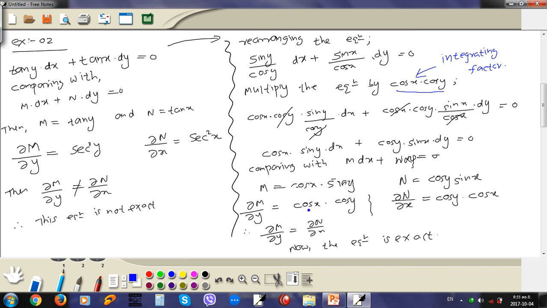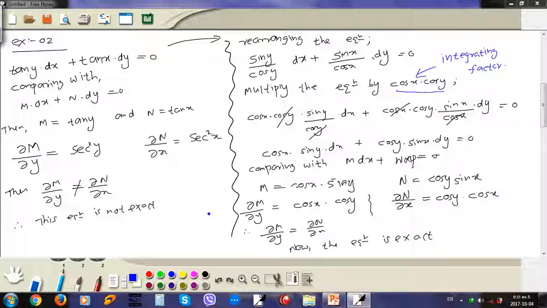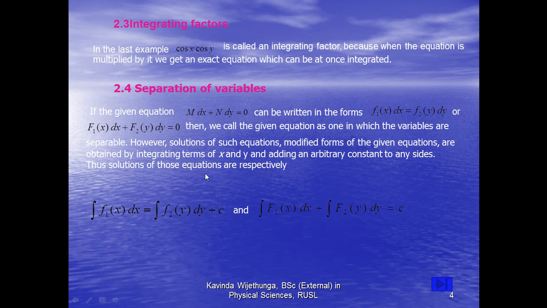Now we found only the exactness of the equation. After finding whether the given equation is exact or not, we can solve the differential equation. So sin x sin y equals a constant is the solution. I didn't explain how you can get the solution; I'll explain that later, because that is the end of that part.